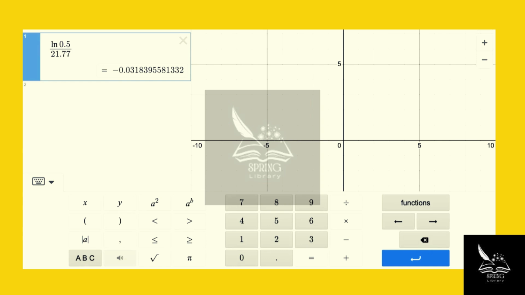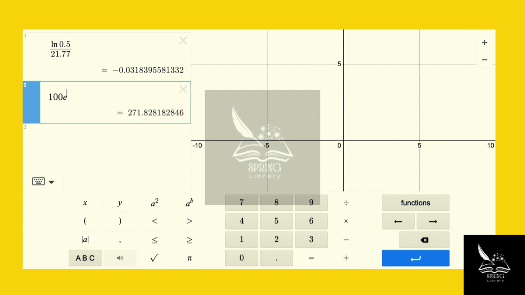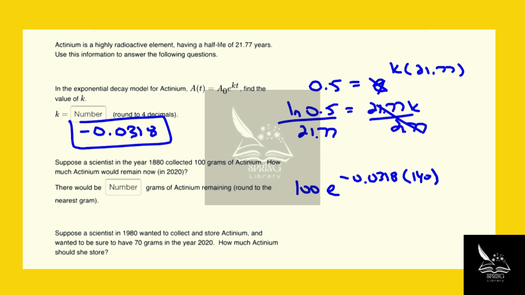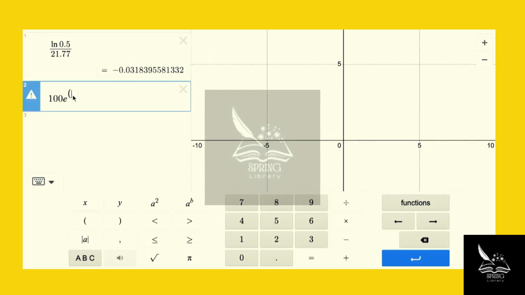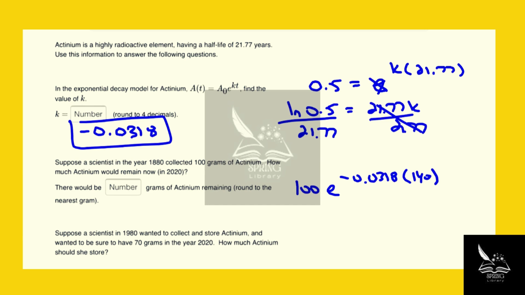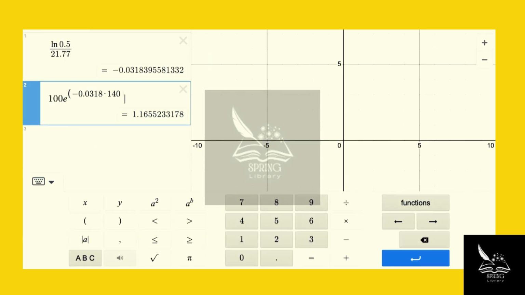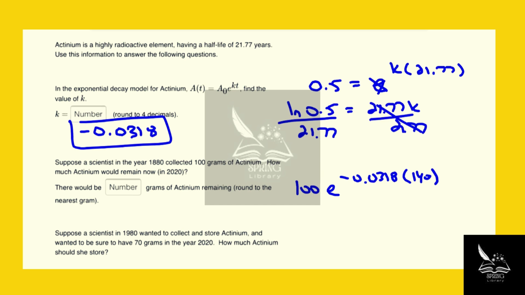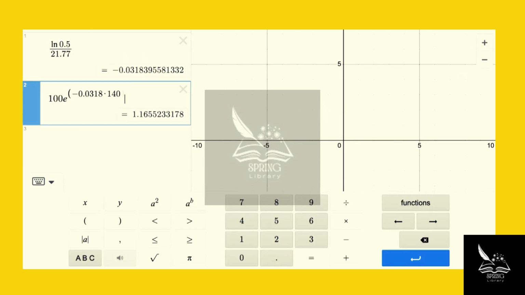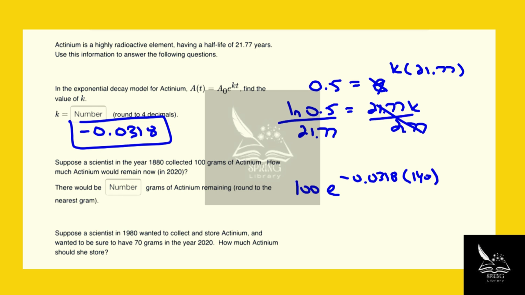And so 100 times e to the negative 0.0318 times 140 would be 1 point, let's see what I have here, to the nearest gram, 1 gram.